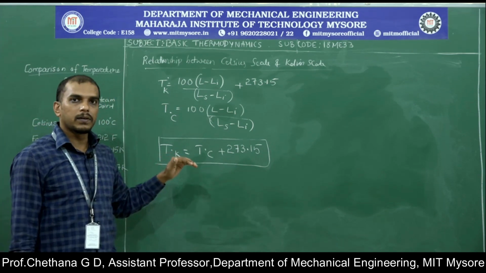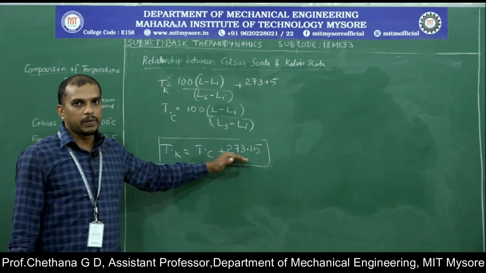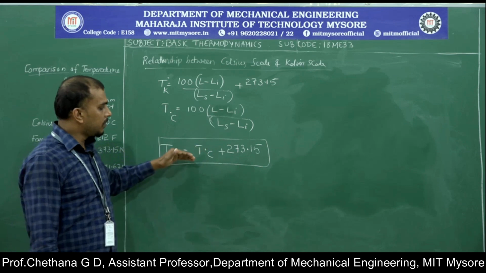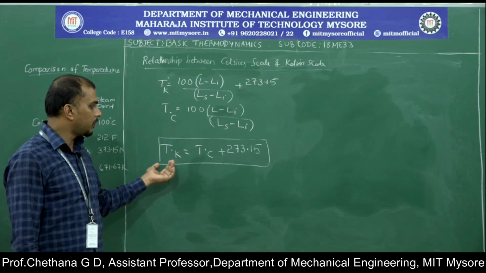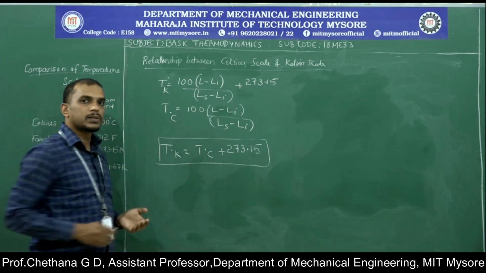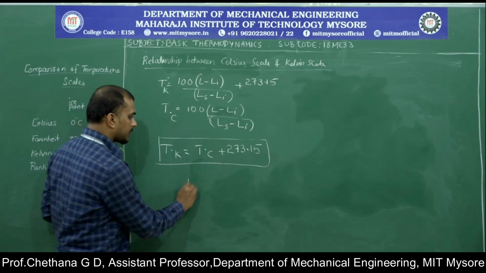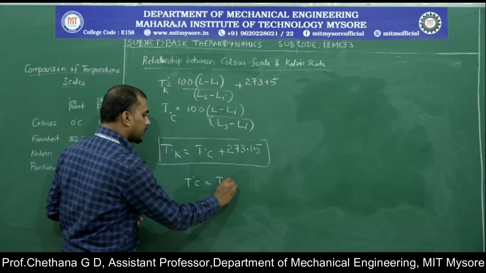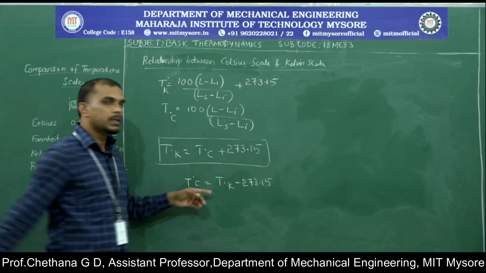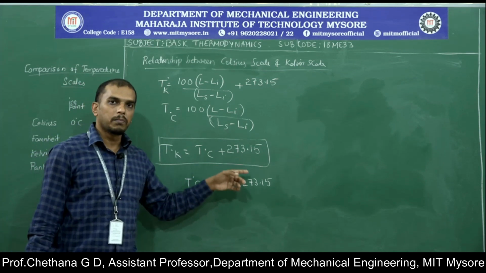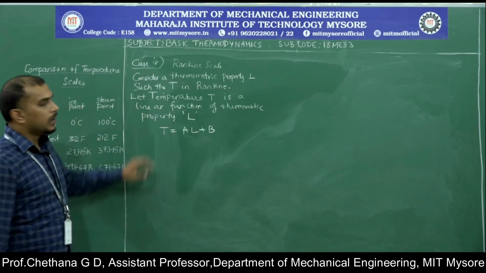Whenever we have the temperature in Celsius scale, we tend to add 273.15 to it. A similar expression can be solved for the Celsius scale if you know the Kelvin scale. What we do is Kelvin minus 273.15 gives you Celsius. So if you have the temperature in Kelvin, just subtract 273.15 and you get the temperature in Celsius.